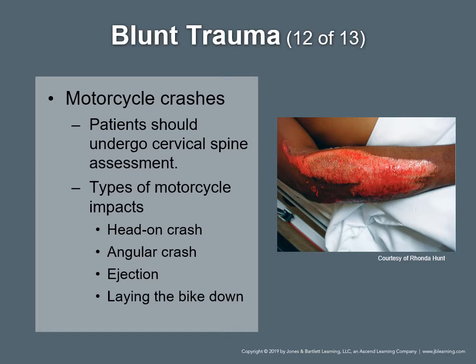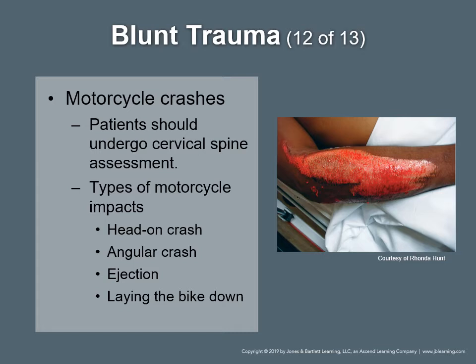Look for deformity of the motorcycle, the side most damaged, the distance of skid marks in the road, the deformity of stationary objects or other vehicles, and the extent and location of deformity in the helmet. Four types of motorcycle impacts: head-on crash is the forward and upward motion at the point of impact, causing the rider to go over the handlebars.